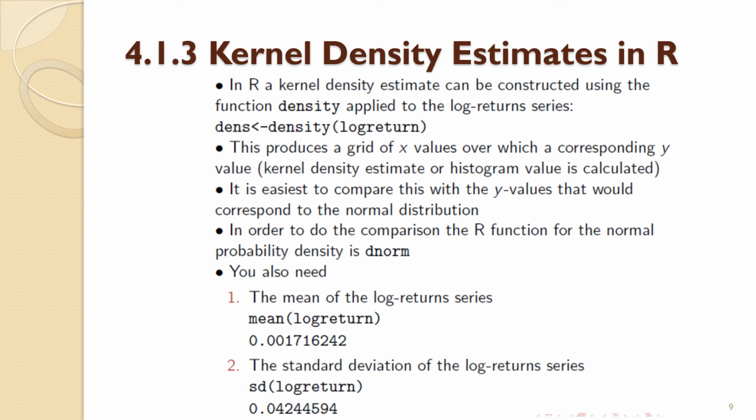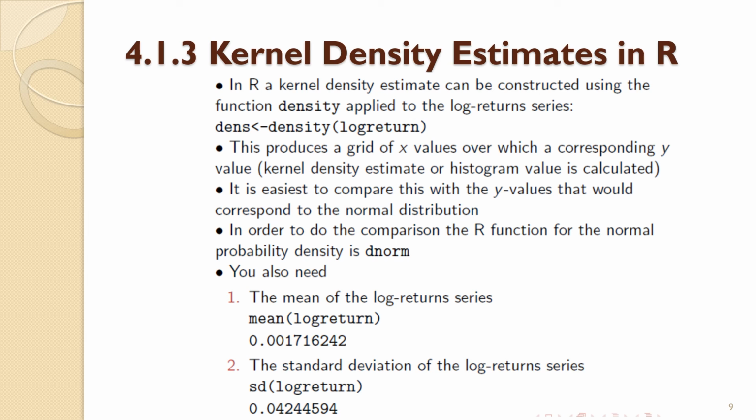What you've got here is a sequence of commands in the background, even though you can't necessarily see any output at this point. Now the easiest thing to do is compare the y values for this histogram with the y values that would correspond to the normal distribution value. In order to do this comparison, the R function for the normal probability density is called dnorm. So this is just the density of a normal distribution, hence the name dnorm.